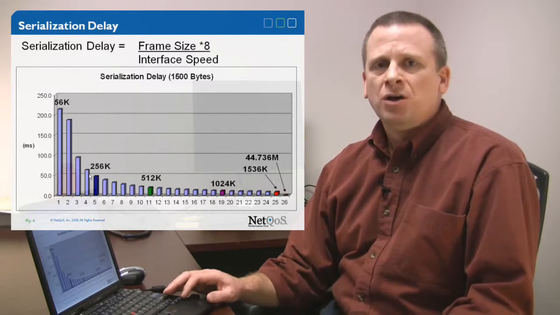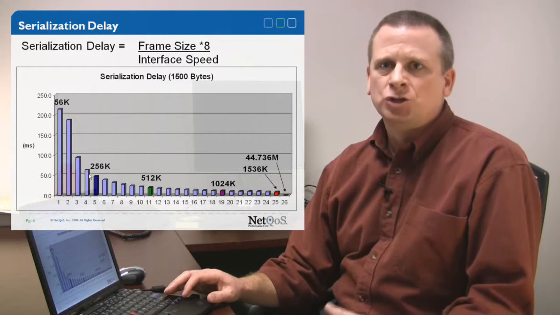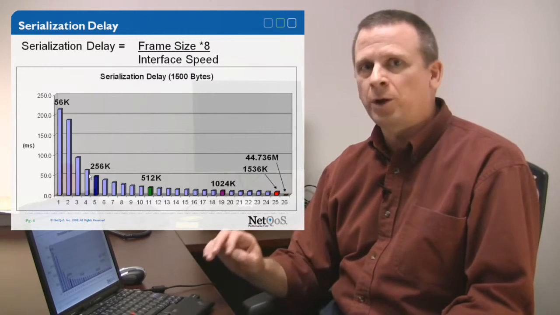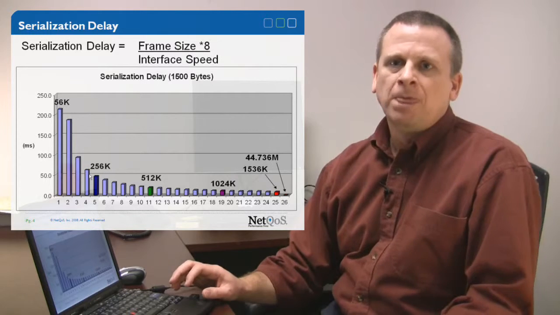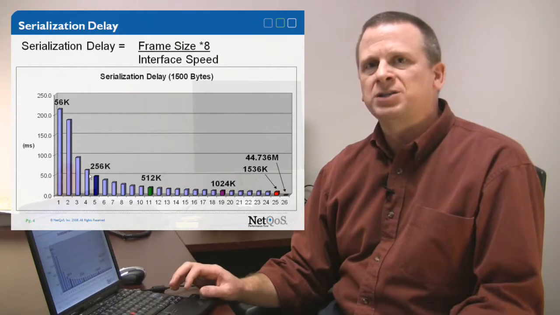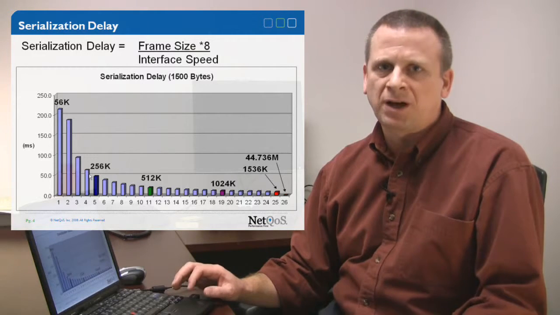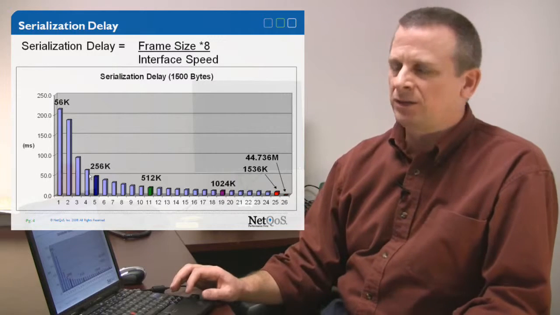talking about is the amount of delay caused by the serialization of a packet. So your packet, your data is traveling inside your computer or a switch or a router or any computer system in a parallel manner. In order for it to go across the network, it has to be serialized. It has to be turned from a parallel signal into a serial signal 1 bit at a time, and that takes time. The faster that interface is, the less time that takes.